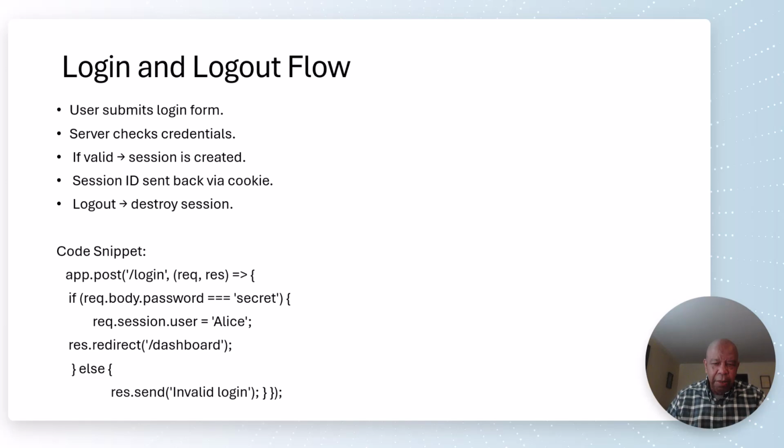This is just a snippet similar to the one we just talked about. It has a request and a response where we're looking in the body of the HTML. When we're looking at the password piece, we check to see if it's equal to the word secret. If it is, we create a session for Alice and we give her the dashboard for the application. Else we send back an error message saying it's invalid. So that's basically following the flow we're describing up here.